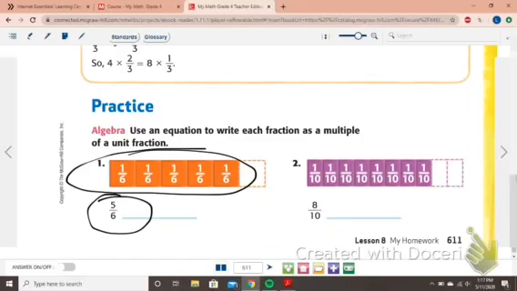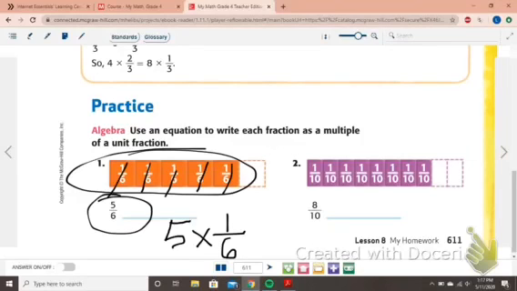So how many 1/6 do you see here? And this is how we show it as a multiple of a unit fraction. So there are 1, 2, 3, 4, 5 of the 1/6. So 5/6 can be shown like this. So here's what your answer would look like: 5 times 1/6, because there's 5 1/6.